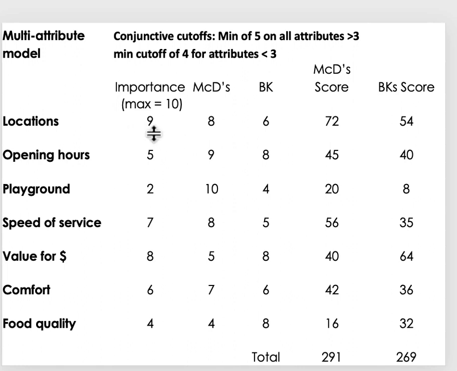So you can see 9 by 8 equals 72. And then in this final column, you've got the importance score, again, 9, multiplied by Burger King's performance score. So 9 times 6 equals 54. So that's how these numbers are computed. Then they're added up to come up with an overall total. So this is our multi-attribute model, which you're, again, familiar with because it was covered in the attitudes chapter.